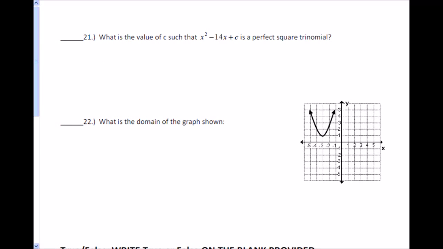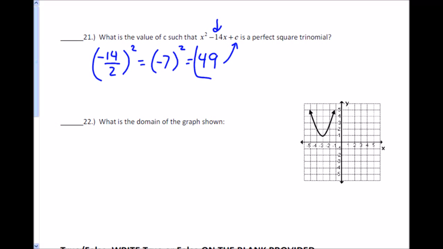In this one it says, what's the value for c to make a perfect square trinomial? Remember, to do that, you take the b value, this guy right here in the center, you divide it by 2 and square it. So negative 14 divided by 2 and then square it. So that's a negative 7 squared, which is 49. So that's the c value that I'm looking for.